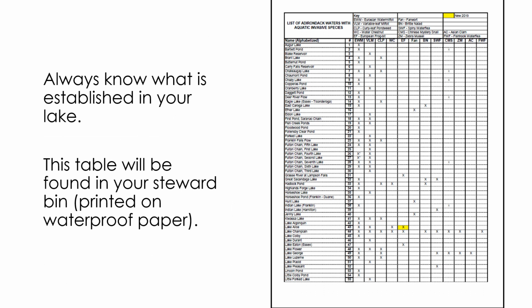And this table you'll also find in your bin. Whatever lake or lakes you work, check this list so you can learn what is established there. If your lake is not listed on this table, it means there are no AIS known to be established yet. Also review the other lakes so you can learn to recognize when a boat is coming from a lake that's infested.